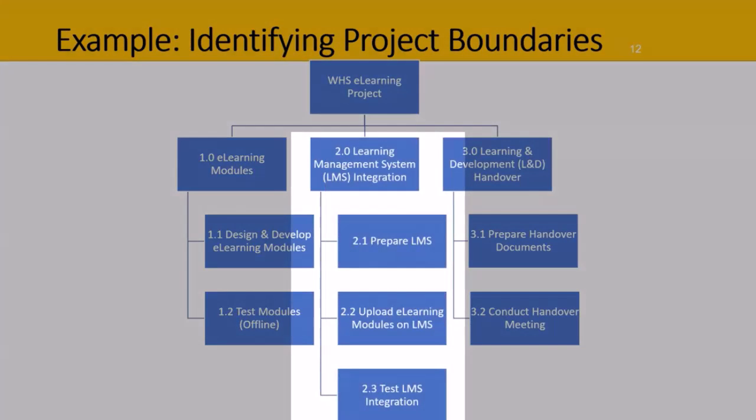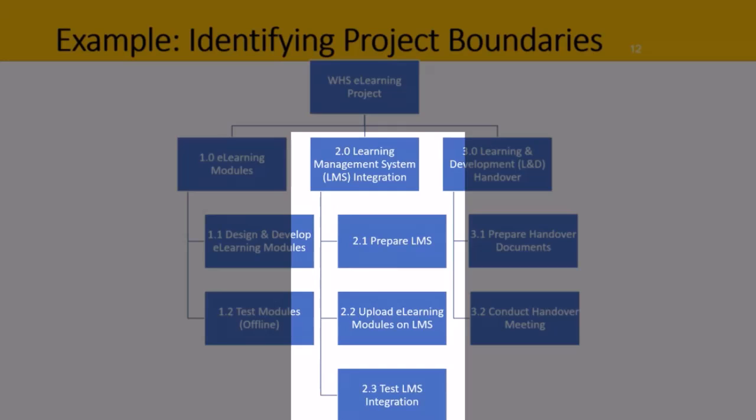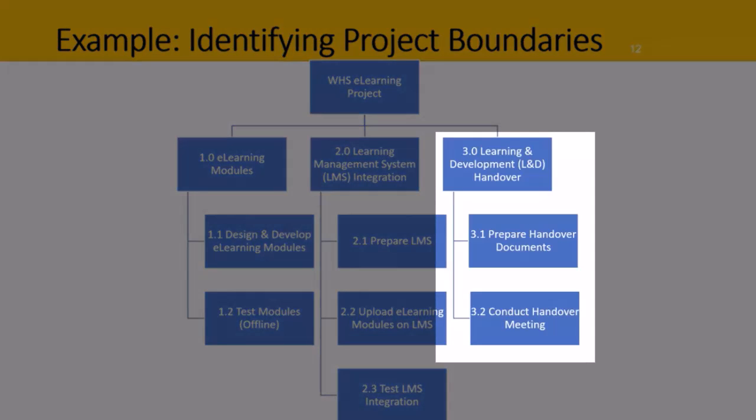Under 2.0 learning management system integration, we're going to prepare the learning management system, so put a bit of information in for each module. We're then going to upload those e-learning modules onto the learning management system. And then once they're up there, 2.3, we're going to test them out, make sure they're working, that they're tracking properly, that everything's good to go. In 3.0, we're going to do the learning and development handover. And the main work packages here, 3.1, we're going to prepare some handover documents for them. And 3.2, conduct a handover meeting so we can show them what we've done, explain through the handover documents to make sure we've completed the project correctly.